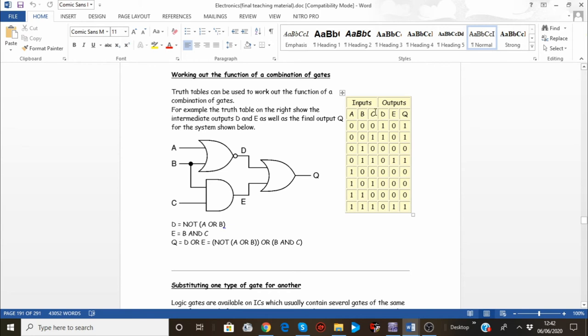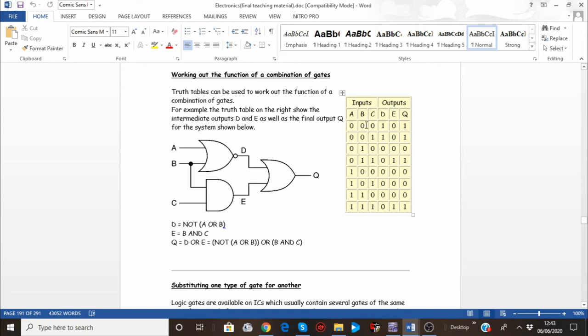You start from the least significant bit, that is C here, and you keep alternating 0, 1, 0, 1, 0, 1, 0, 1. How far do you go? You go depending on the number of inputs. You have 3 inputs here. 2 to the power of 3 is 8. So you have 1, 2, 3, 4, 5, 6, 7, 8. 8 rows of the states of the inputs.